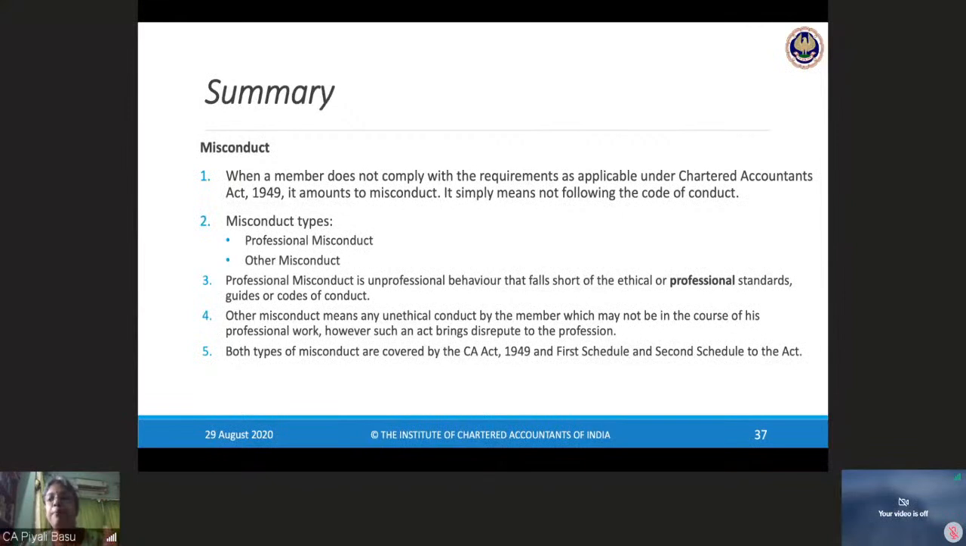And from the exam point of view, this is the way you target. What is the misconduct? What is the meaning of a misconduct? What is the definition of a misconduct? And the types of misconduct. Simple 2, professional misconduct and other misconduct. Professional misconduct, can we just summarize where all?